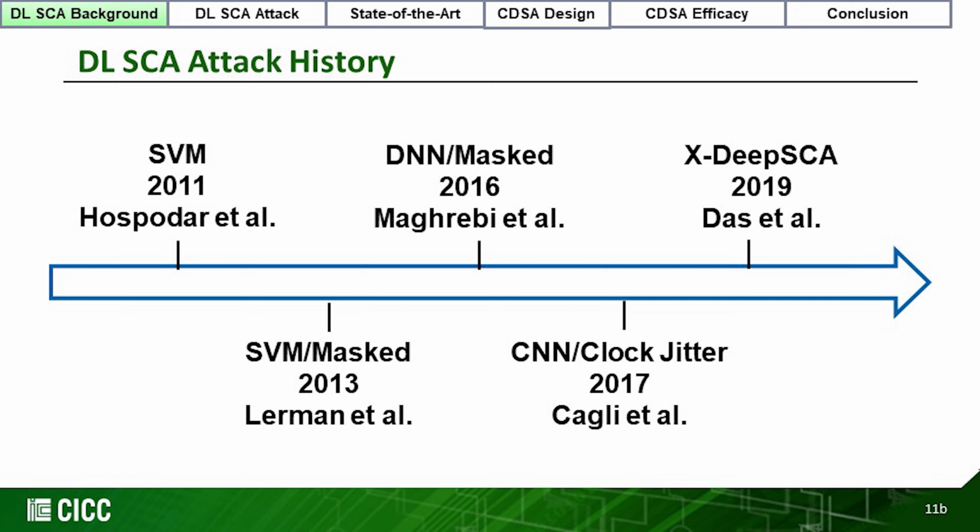In 2016, Maghrebi et al. showed for the first time deep learning based attack on the masked AES. Following this, in 2017, Kim et al. demonstrated breaking clock misalignment based countermeasures using convolutional neural networks. Recently, at the DAC 2019, we showed the first single trace cross device portable deep learning based side channel attacks.